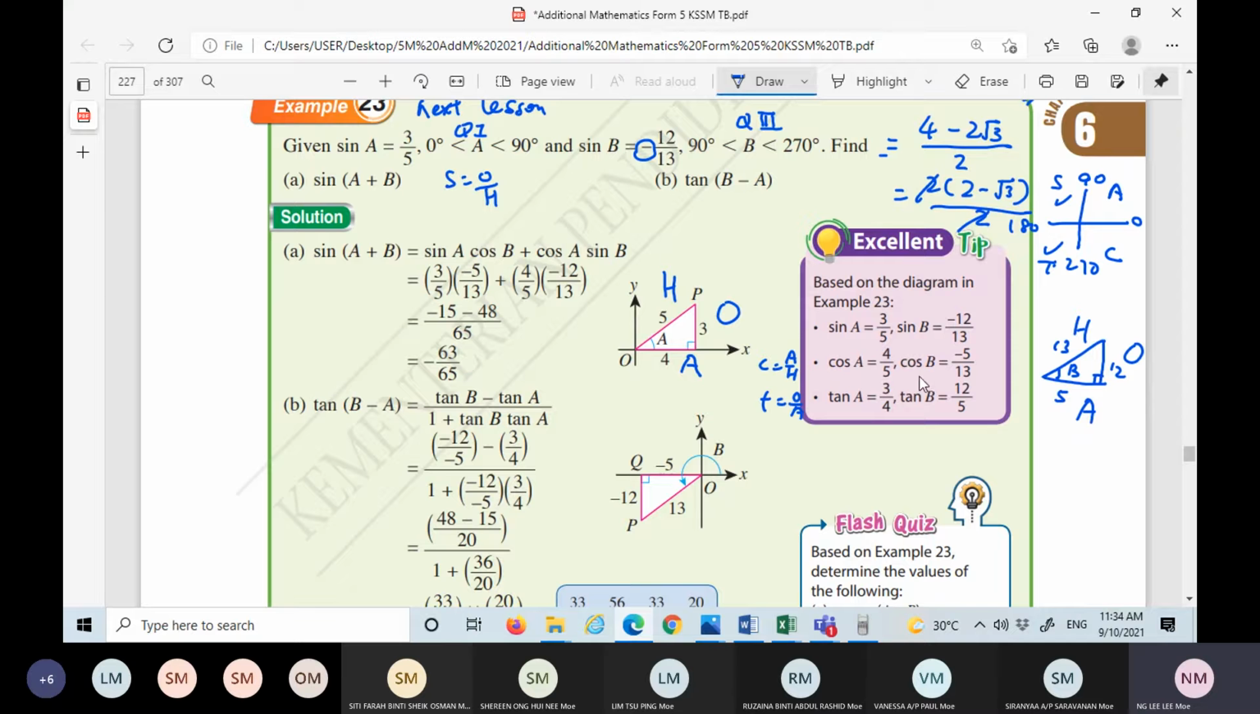Now we go to cos B. Cos B is A over H, so 5/13. Remember, this is in the third quadrant, so it's negative. Tangent, third quadrant positive, O over A, 12/5. So 12/5.